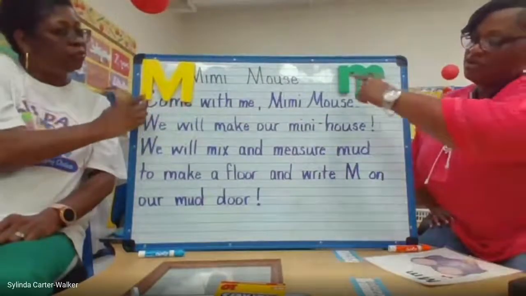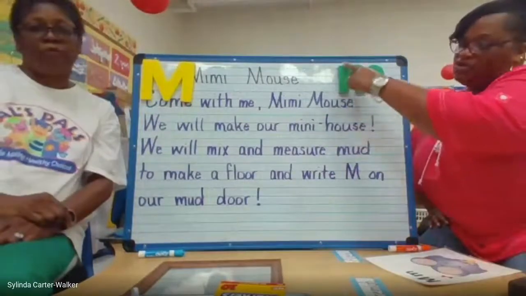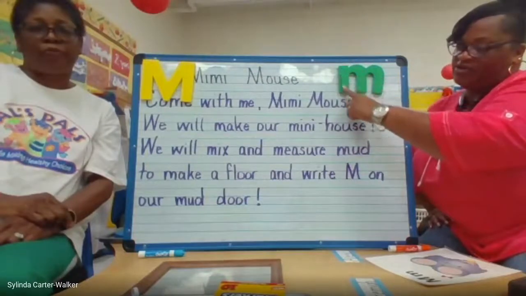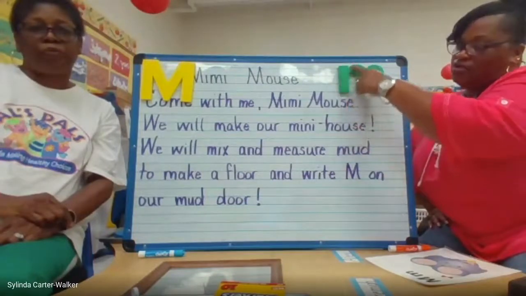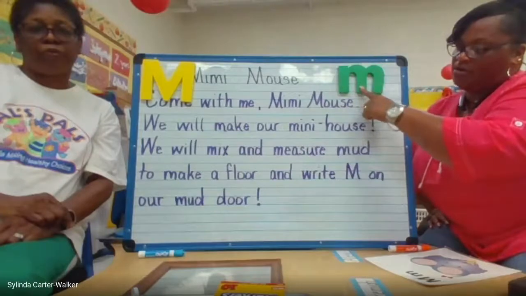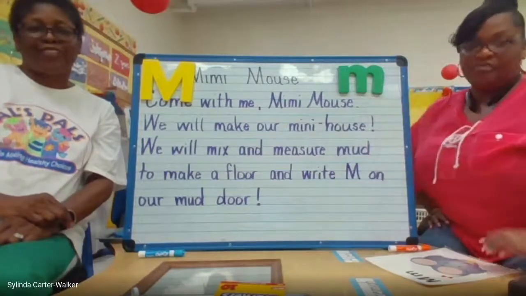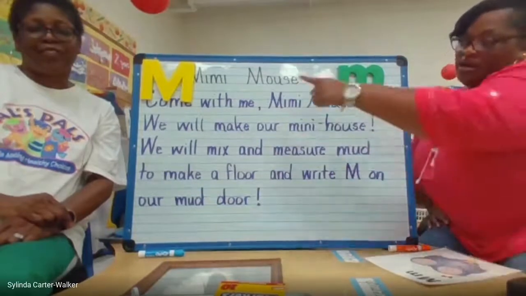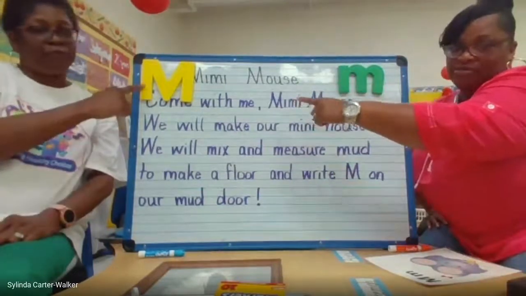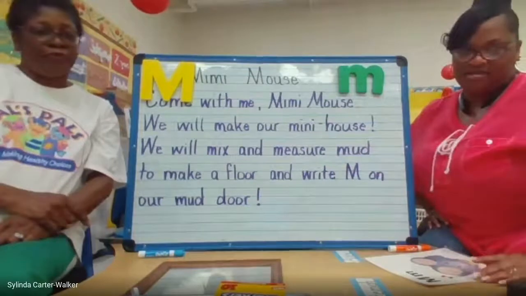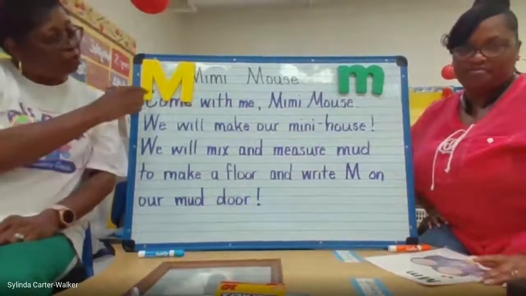And if you look at the lowercase m, you start at the top, you have a line that goes down, you come back up, do a curve, come down, go back up, do another curve, and come down. And that is how you make the uppercase or the capital M or the lowercase or the small m.